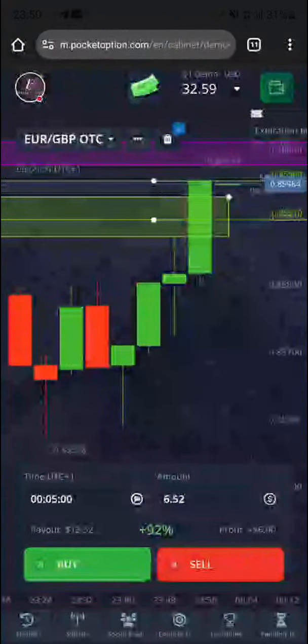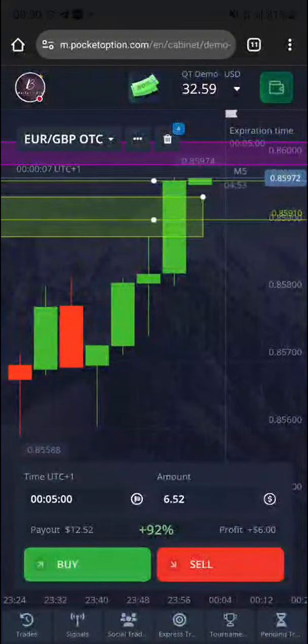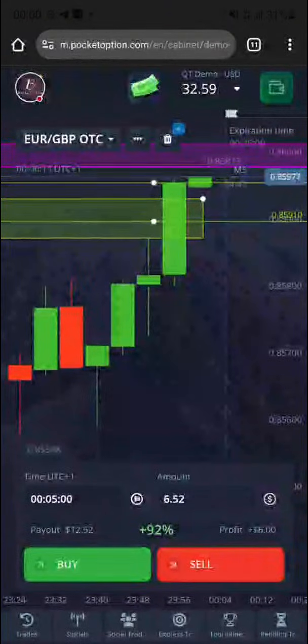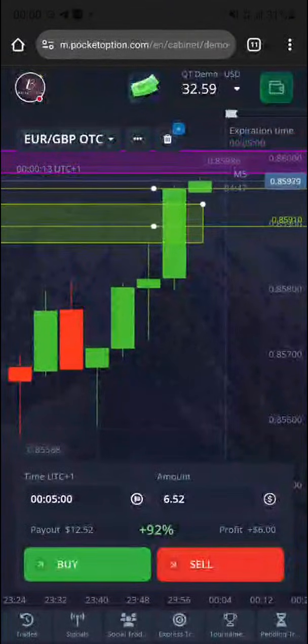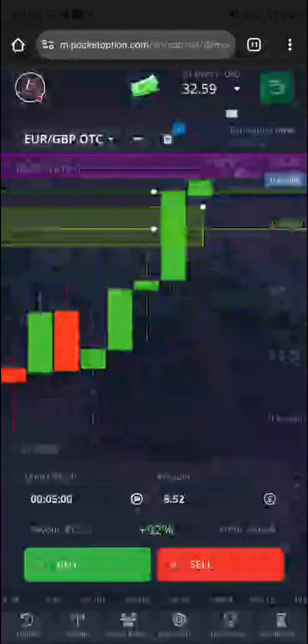Can we have a gap up? No, no gap up. Now, I'm not going to take the trade again because we have a gap down in favor of the buyers. The buyers may just push to the upside and break this level and not retrace.